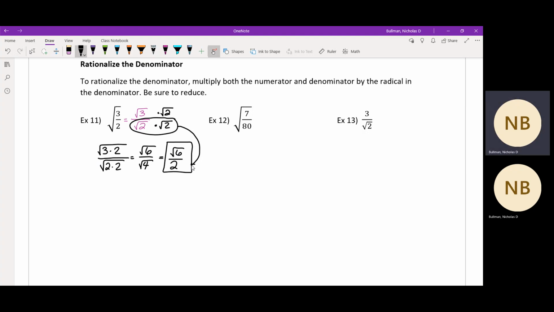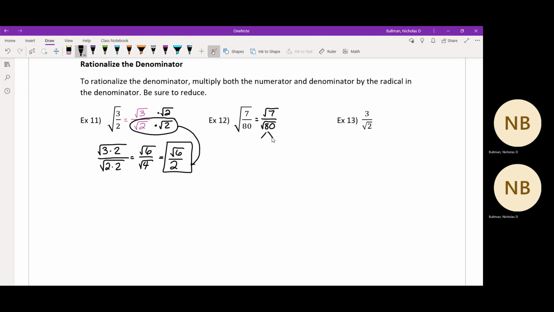All right, so let's look at example 12. I would first start out and split this up. I've got square root of 7 over square root of 80. Now there's a couple ways we could do this. We could simplify the square root of 80 first and then go from there, or I can go ahead and multiply that up and then reduce. It's really up to you. What I'm going to do to keep my numbers smaller is simplify that square root of 80 first.